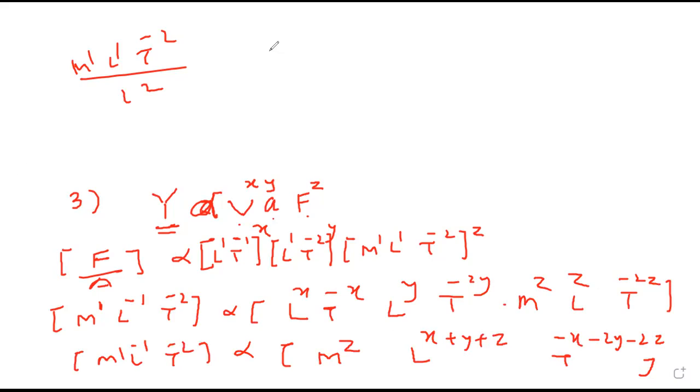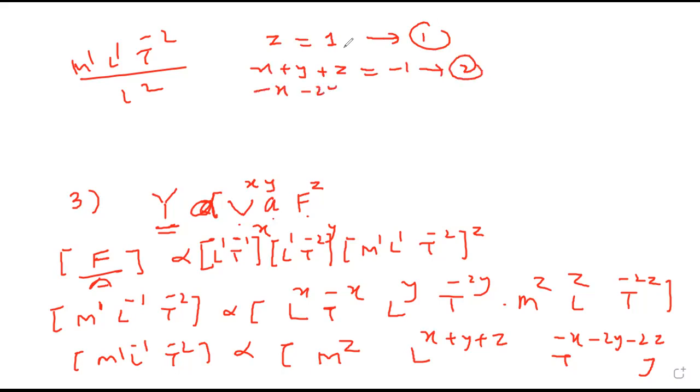z is now equal to 1, equating powers of the same base. M power z, M power 1 matching. x plus y plus z should be minus 1. Then minus x minus 2y minus 2z is equal to minus 2. Equation. Copy till this. Yes, sir. Just copy till this.